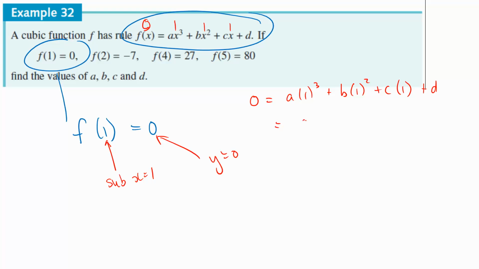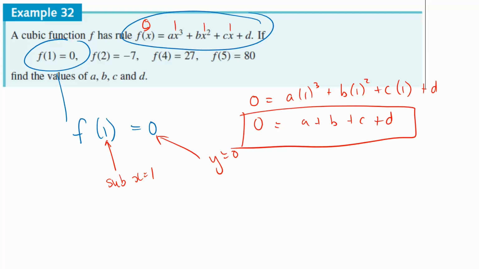Now what you don't want to do is do this. You don't want to type that in your calculator. See how long that takes? This is if you were to do it by hand. So that was the first point. You get your second equation by doing the same thing. You sub in x equals 2, y equals negative 7. That takes too long to do.